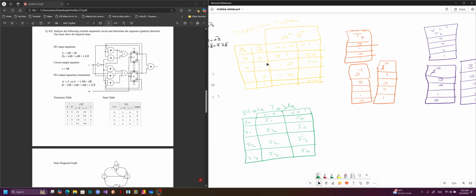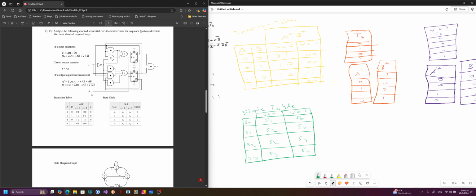And now let's compare our answers with the answers here. We forgot to put the output, but the output is just this: A and B, right? Z equals AB. 0 and 0 is 0, 0 and 1 is 0, 1 and 0 is 0, 1 and 1 is 1. So the output value is whatever formula you're given here. The Z value is this.